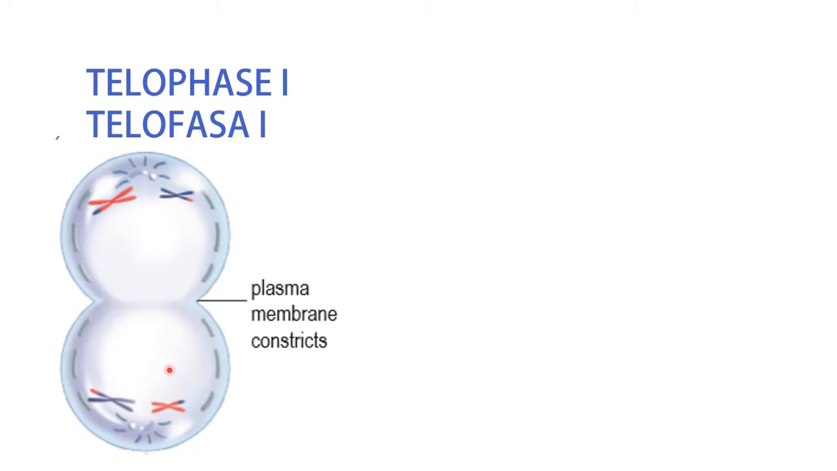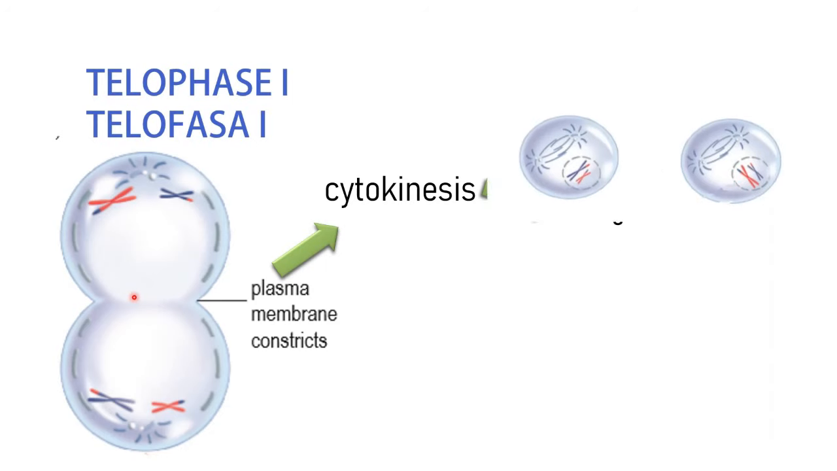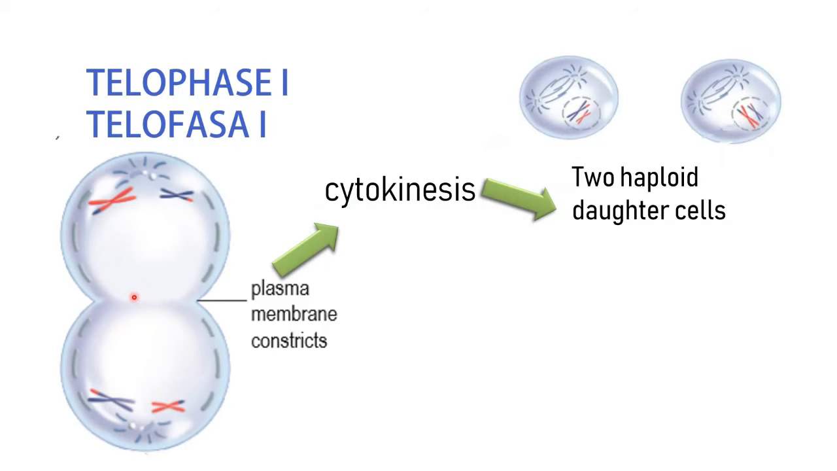The spindle fibers disappear, and then the nuclei will reappear. At the same time, the nuclear membrane is also formed. Telophase 1 is followed by cytokinesis, that is the cytoplasmic division, so that it can produce 2 haploid daughter cells. Both daughter cells produced are in the haploid condition.